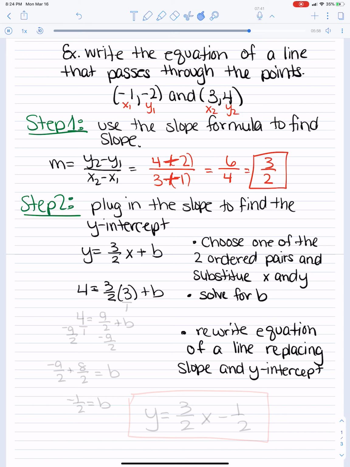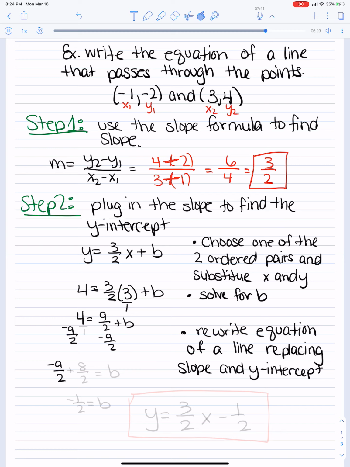Alright, so now we have to solve for b. So we're going to simplify what we can. Well, this just becomes 3 over 1. When we multiply fractions, multiply straight across, so we get 9 over 2 plus b. Well, I have to get b by itself, so I'm going to subtract 9 halves from both sides. Now I know fractions, too bad. They're not going away. We have to make common denominators.